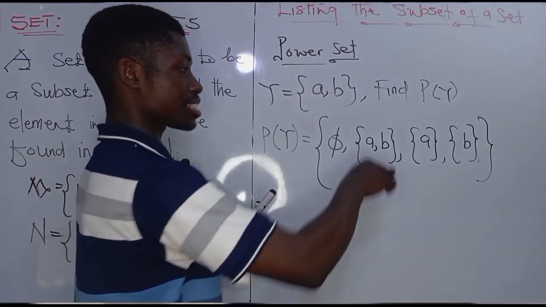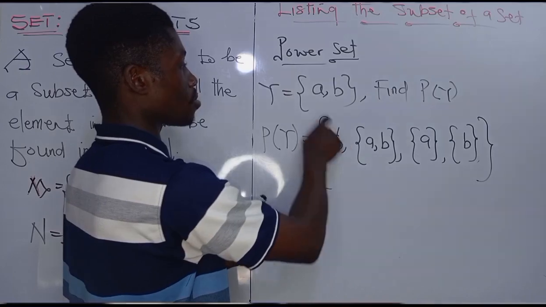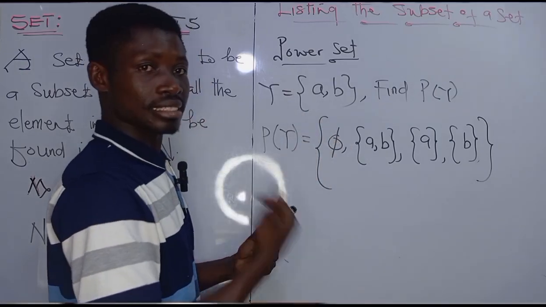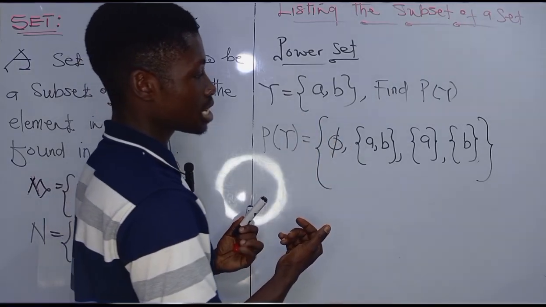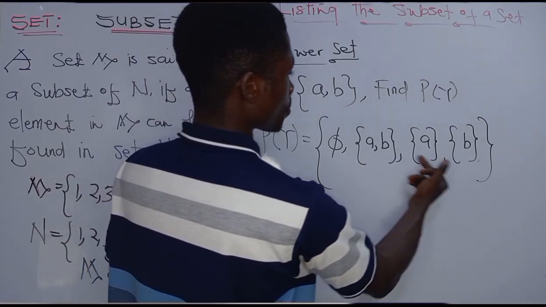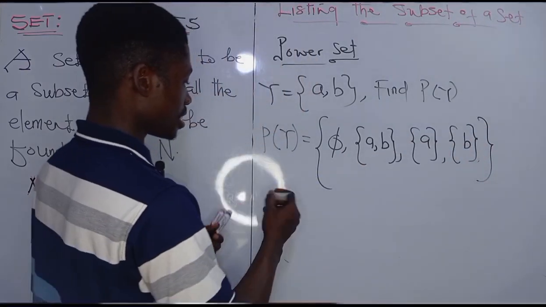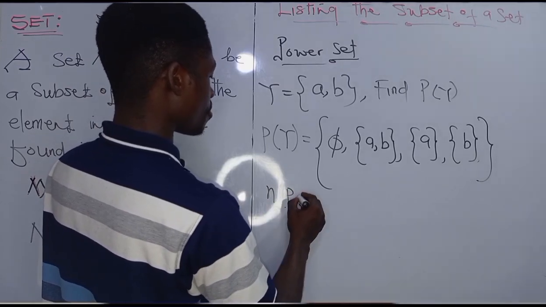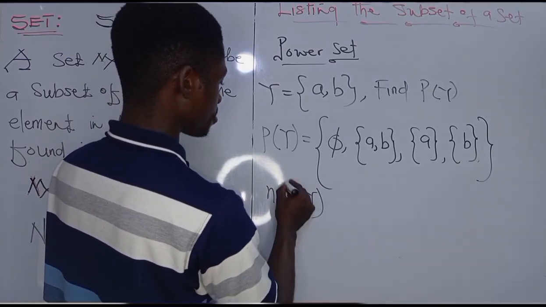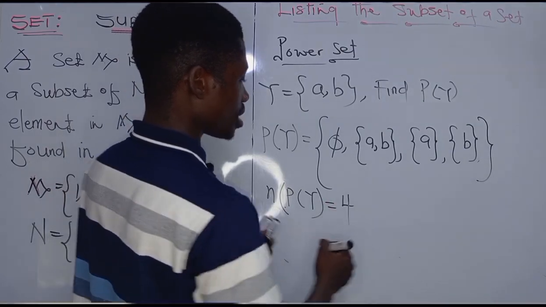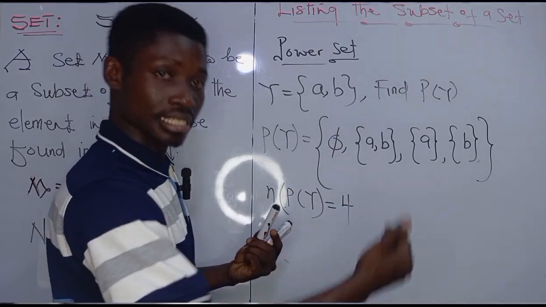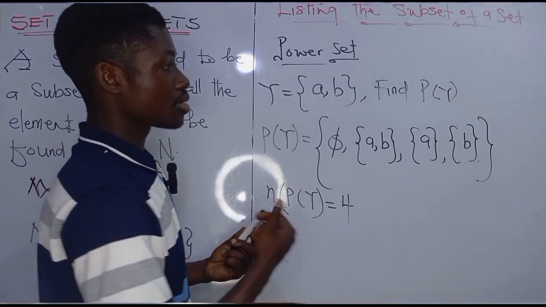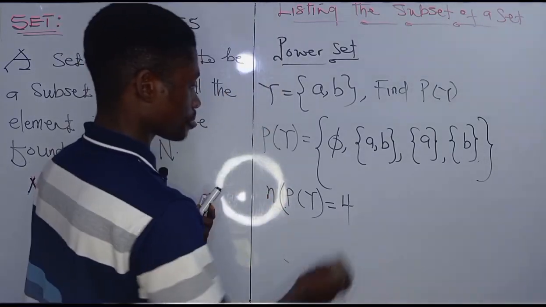So these are all the subsets that can be formed from this particular set Y. How many subsets did we get? We had 1, 2, 3, 4. So you can see that the number of subsets of Y is equal to what? 4. It means we have 4 subsets. Are you following? Good. Let's take another example.